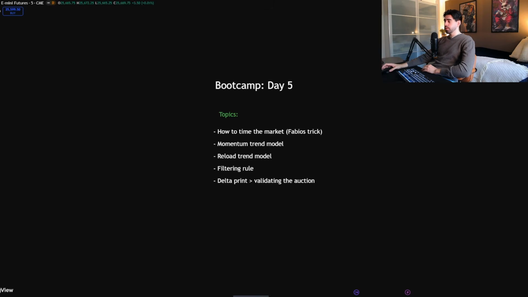Bootcamp Day 5. Here are the topics for today. How to time the market using one of Fabios' tricks. Momentum trend model, reload trend model, filtering rule, and delta print into validating the auction.